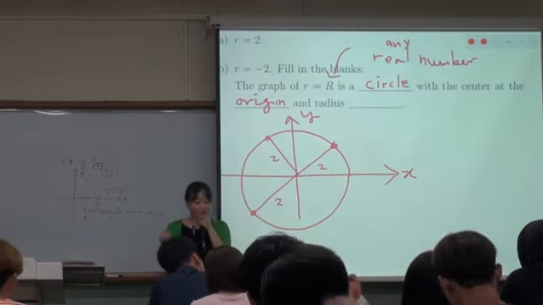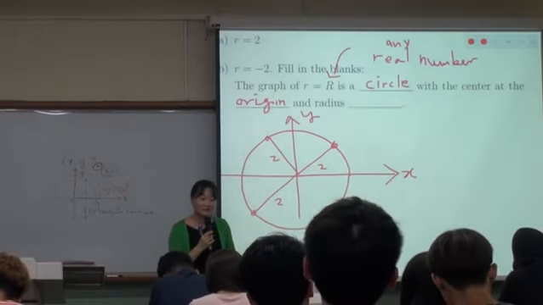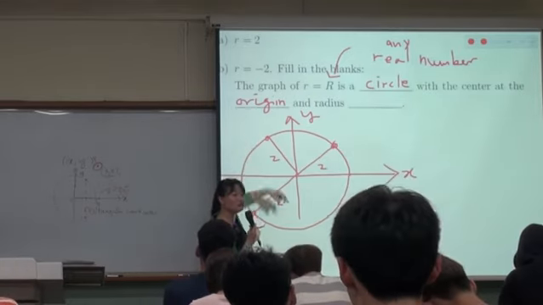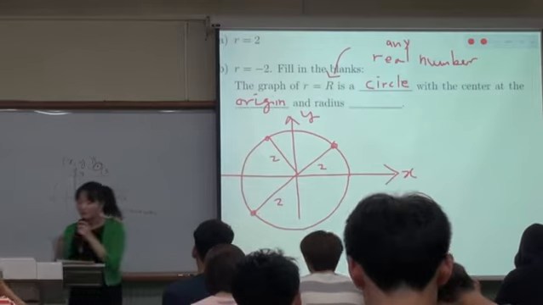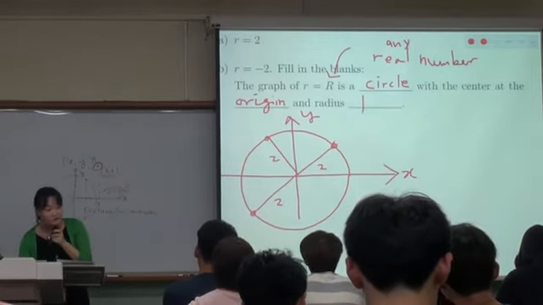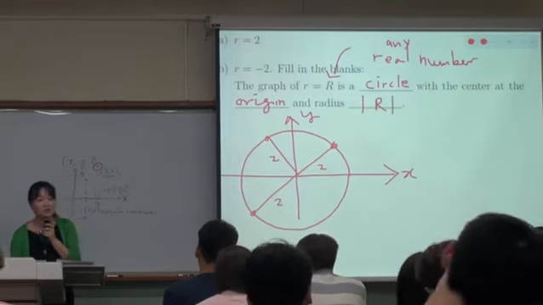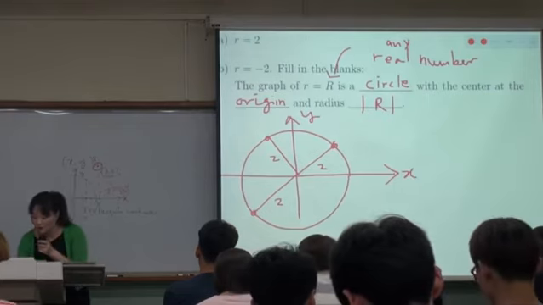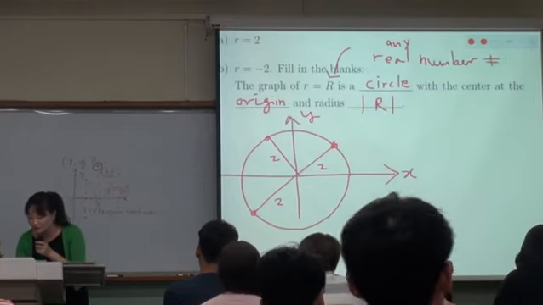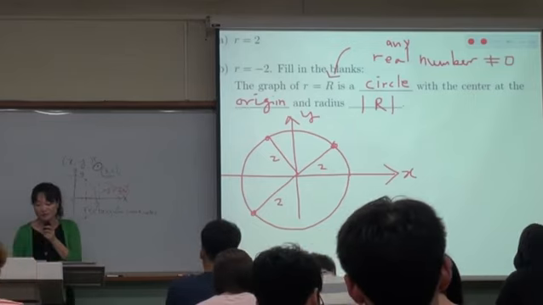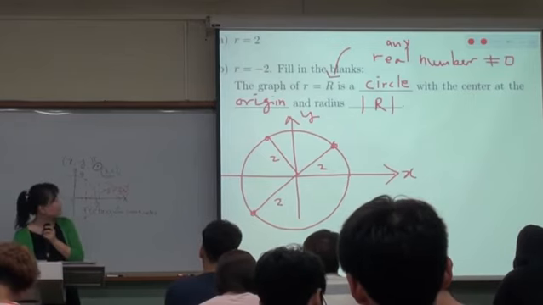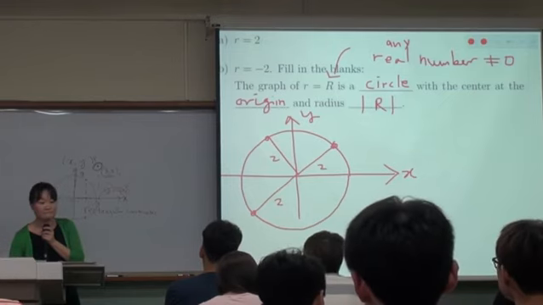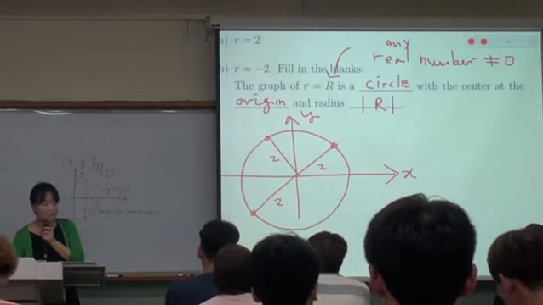Absolute value of R. Radius is always positive, but R can be negative. For example, R equal to minus 2, the radius is 2, not minus 2, right? So we have to put what? Absolute value of R. Any question? Any real number, not zero. When R is zero, it's a point, yeah? Any question?